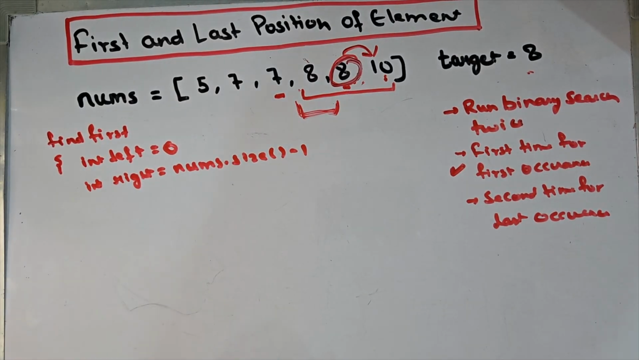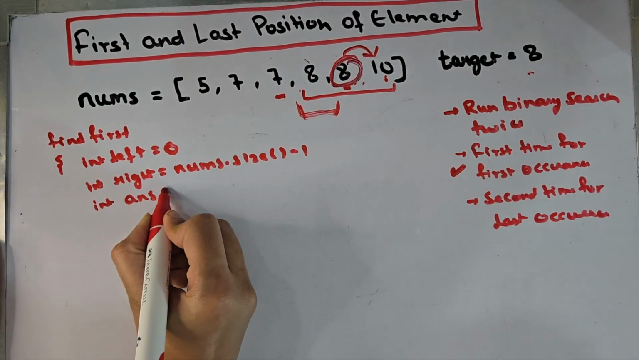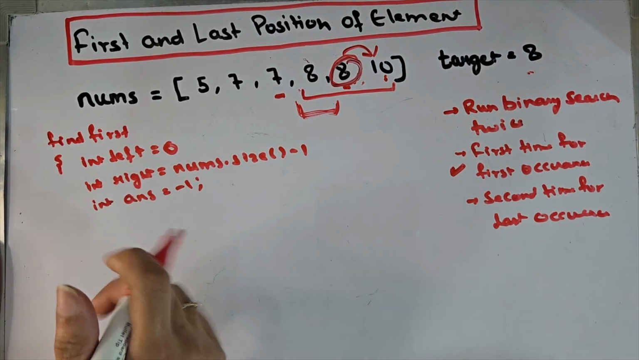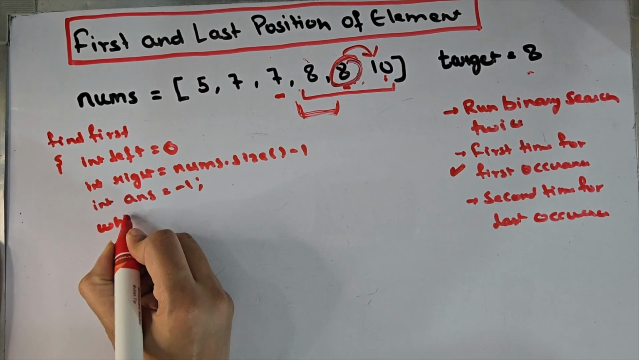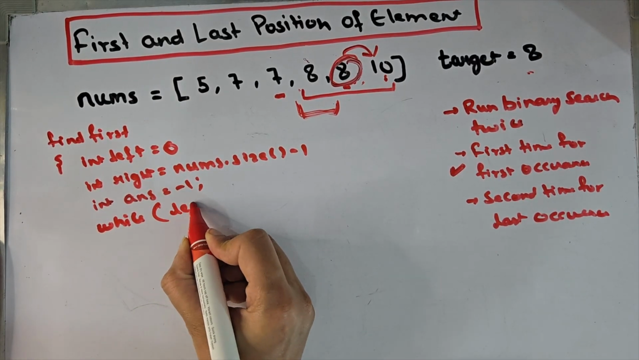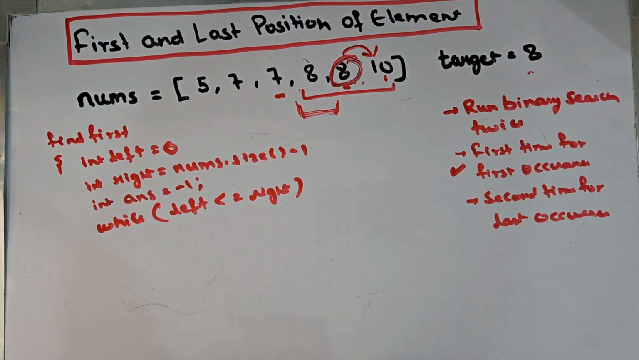After left and right, we will run a loop. We will also have a variable for answer. Initially answer is equal to -1. Once we have these, we will run a loop like the standard binary search problems. In the loop we will have left less than or equal to right, and we will find the mid element.